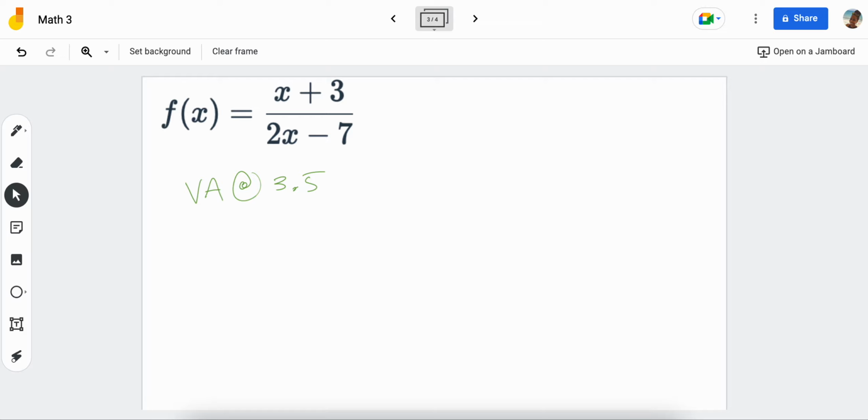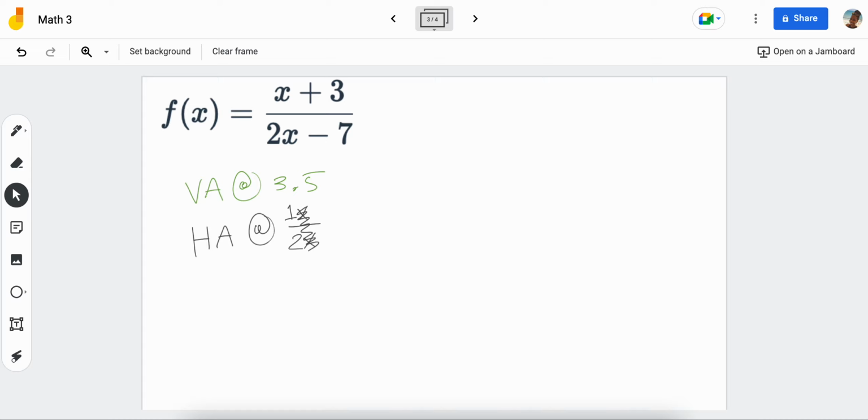I will have a horizontal asymptote. Again, just looking at our leading terms, right? At x over 2x, we can imagine that invisible 1 there, right? Our x's would kind of cancel out. So we will have a horizontal asymptote at 1/2.